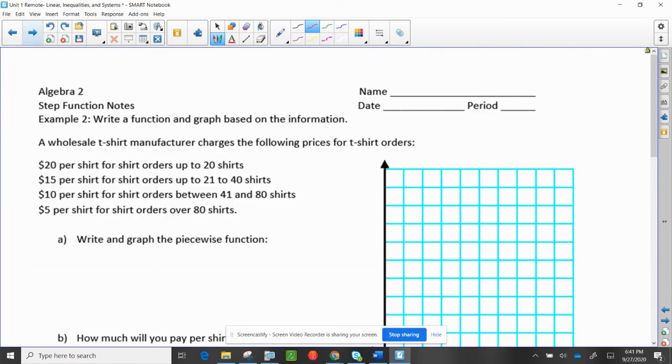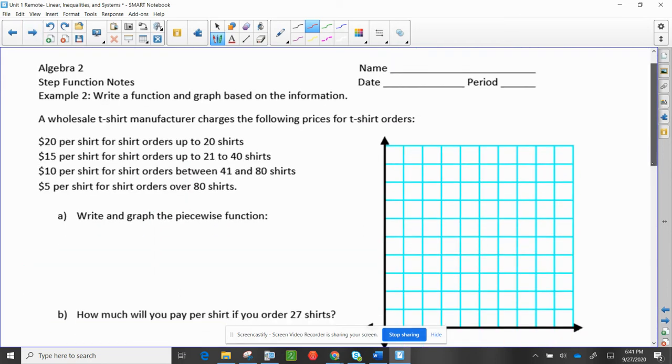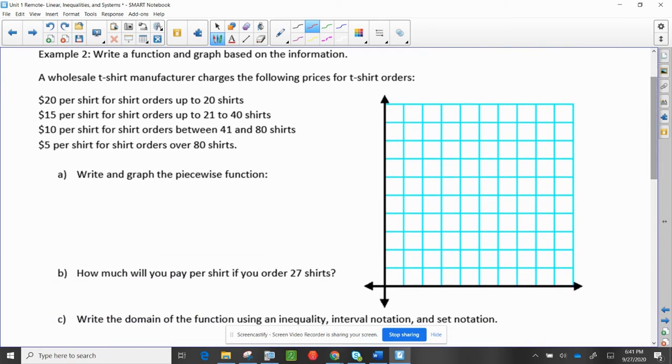Let's do one more on the next page. It's not as long. We have a wholesale t-shirt manufacturer who charges the following prices for t-shirt orders. So he's going to charge $20 for any orders up to 20 shirts. Okay, $15 for shirts that are from 21 to 40 shirts. $10 for 41 to 80 shirts, and $5 per shirt if they have over 80.